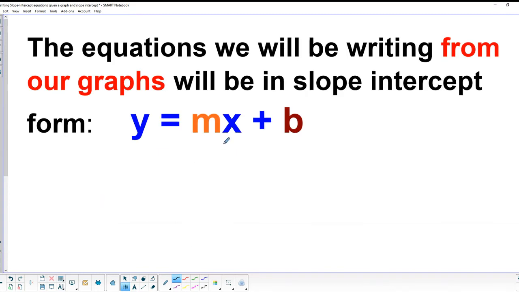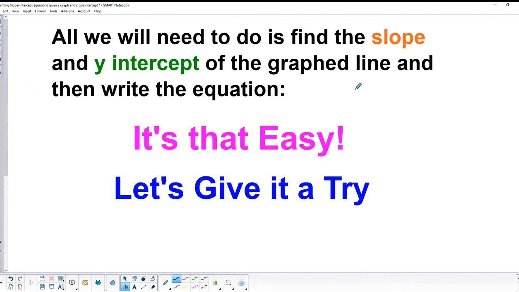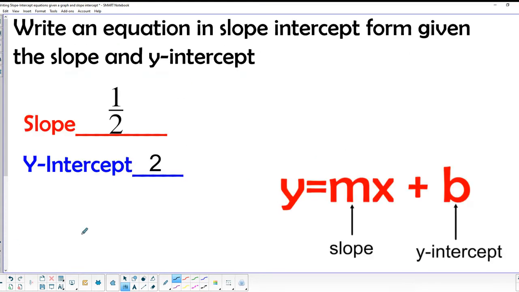So the equations we will be writing from our graphs will be in the slope-intercept form that we've just been describing. So let's take a look. All we need to do is find the slope and the y-intercept of the graphed line and then write the equation. It's really that easy. Okay, so in this particular case, we got a slope of 1/2, y-intercept of 2. So let's write the equation.